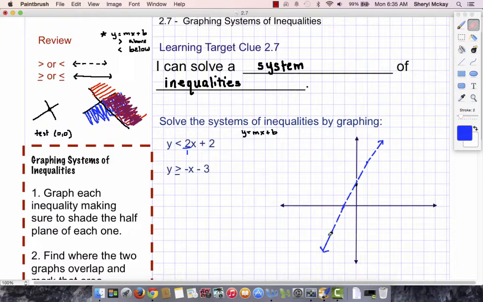And then I have to decide which side of the half plane I should shade. I'm looking at my inequality, and it says less than. So less than means I would shade below the line, and I'm going to double check that by testing the point 0, 0. If I put 0, 0 in place of x and y, I have 0 is less than 2 times 0, which is 0, plus 2. 0 is less than 2. That is a true statement, so the point 0, 0 is included in the solution, and that's below the line.